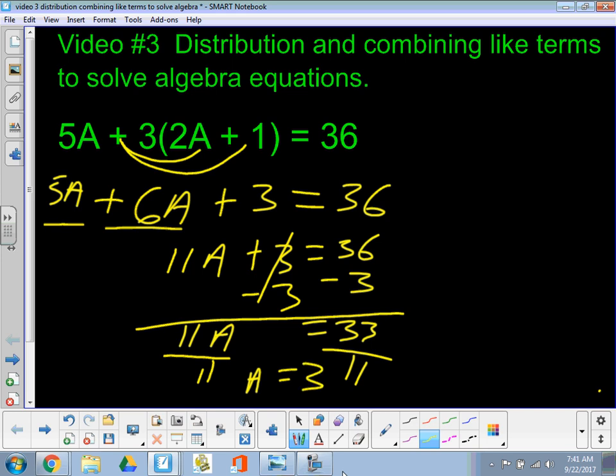If we want, we can go back and substitute this 3 in for the a. 11 times 3 is 33, plus 3, 36. Moving on to the second example.